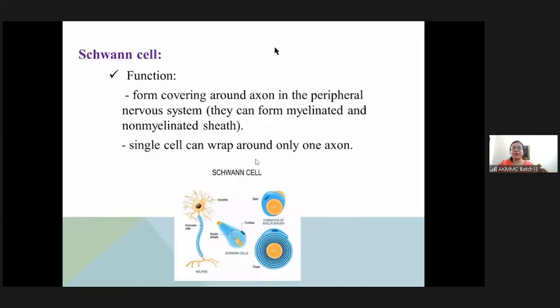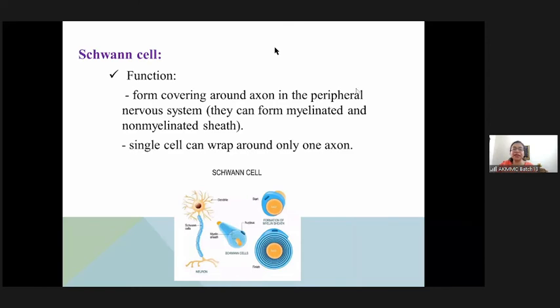Okay, now, what were the supporting cells? What are the supporting cells of the peripheral nervous system? Satellite cell and Schwann cell. What is the function of Schwann cell? It will form myelin sheath. It will also cover the processes of neuron, and we'll find this type of covering in the peripheral nervous system.